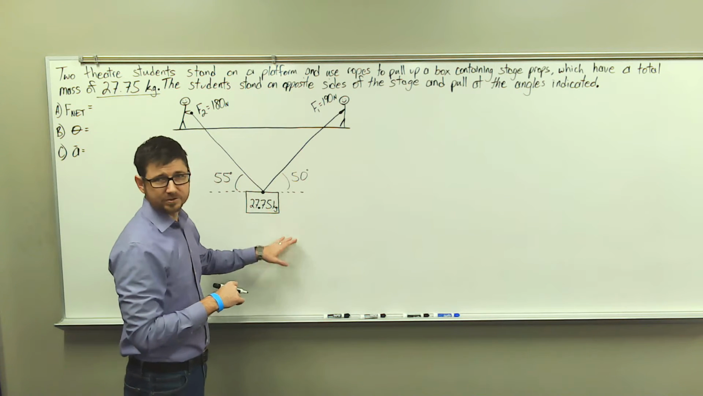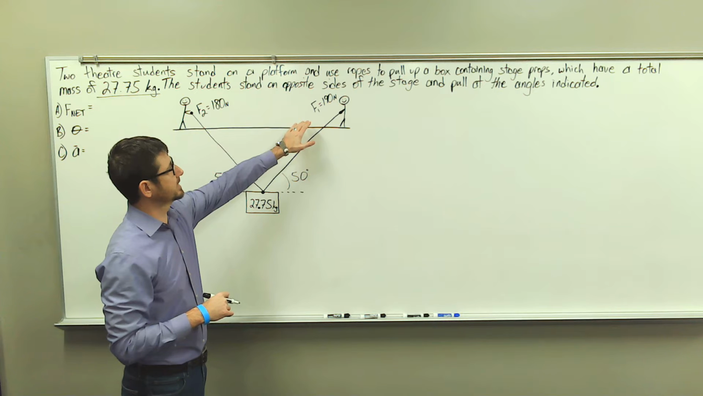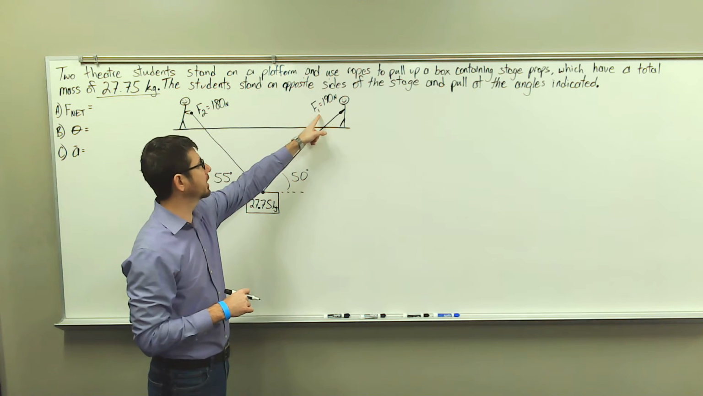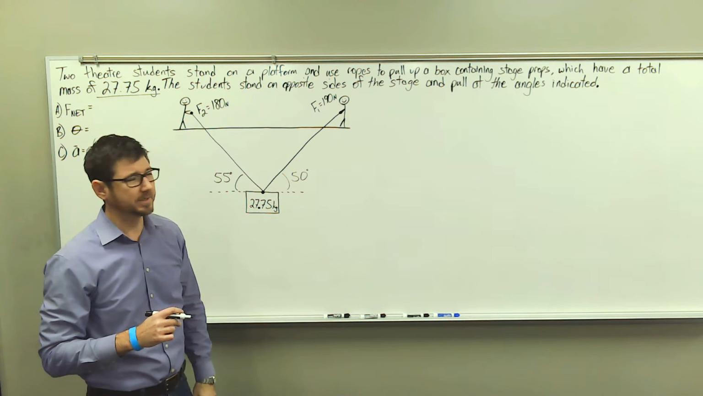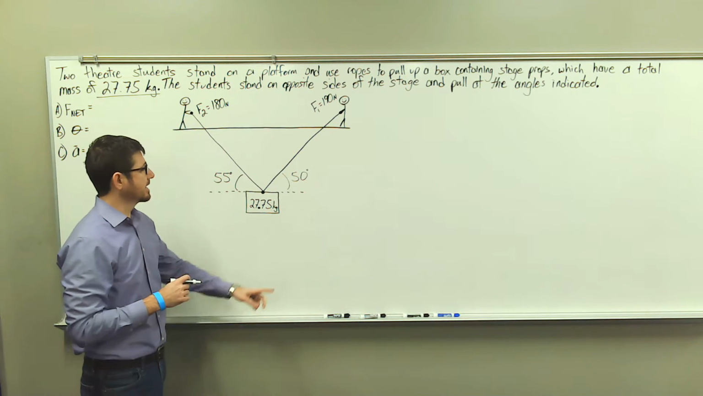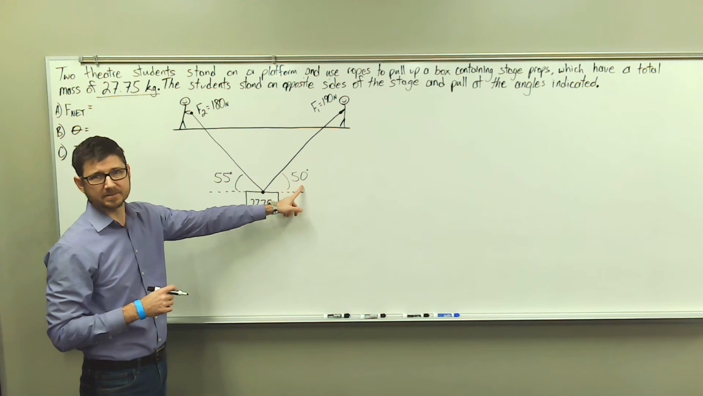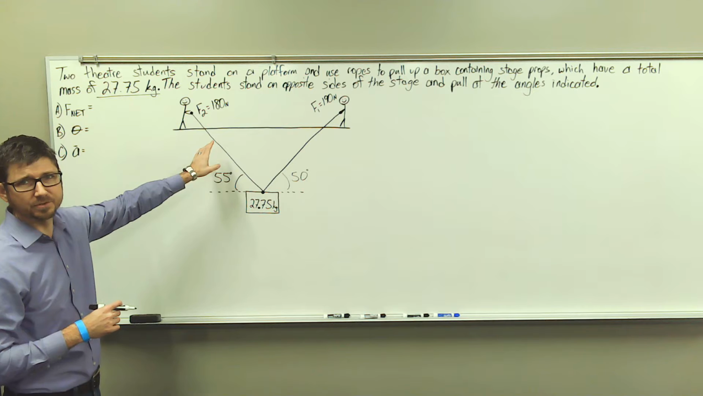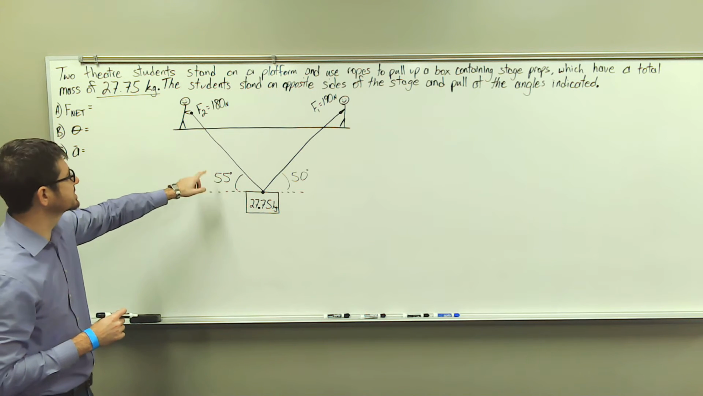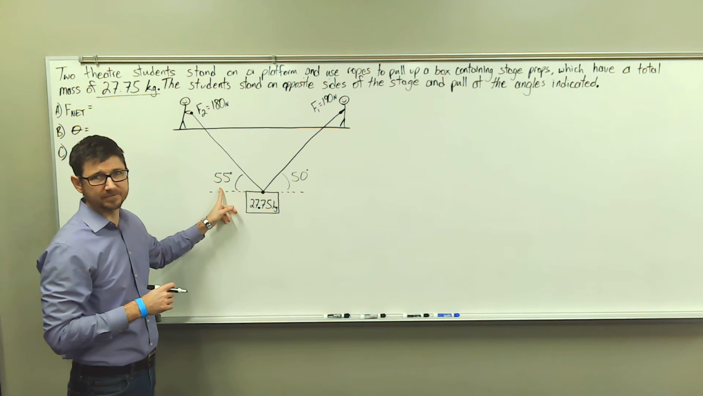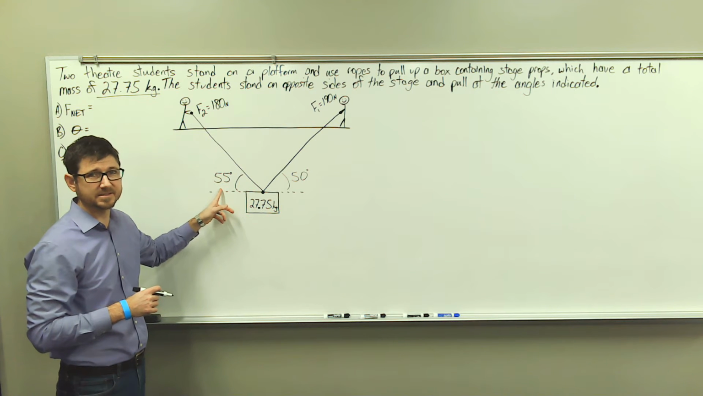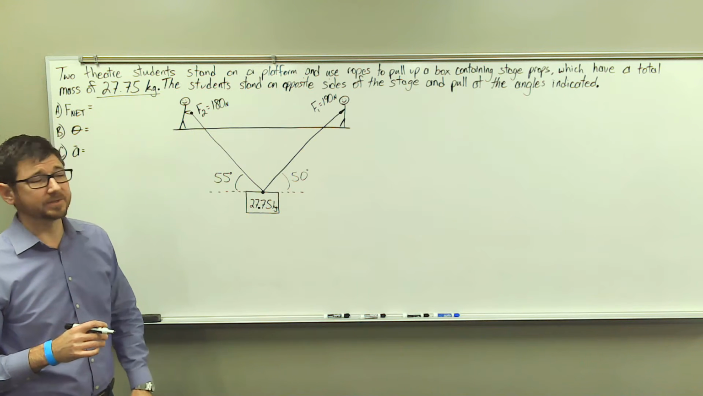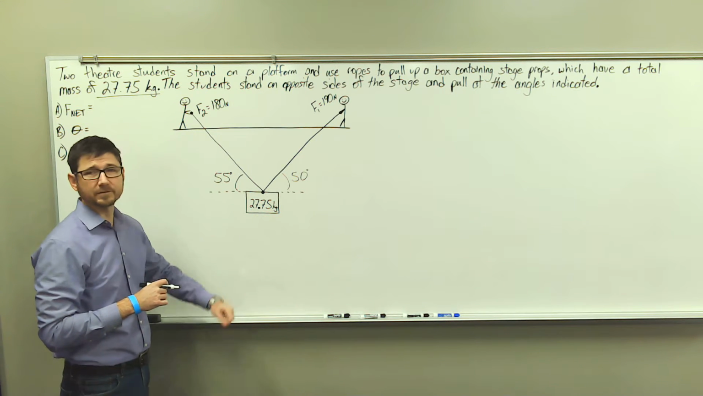So right here I've drawn a picture and I've labeled this. Student 1 is applying a force, and I've used a subscript of 1 here. So force 1 is equal to 190 newtons at 50 degrees with respect to the x-axis in the positive x direction. Force 2 is 180 newtons, and it is applied at 55 degrees with respect to the x-axis in the negative x direction.